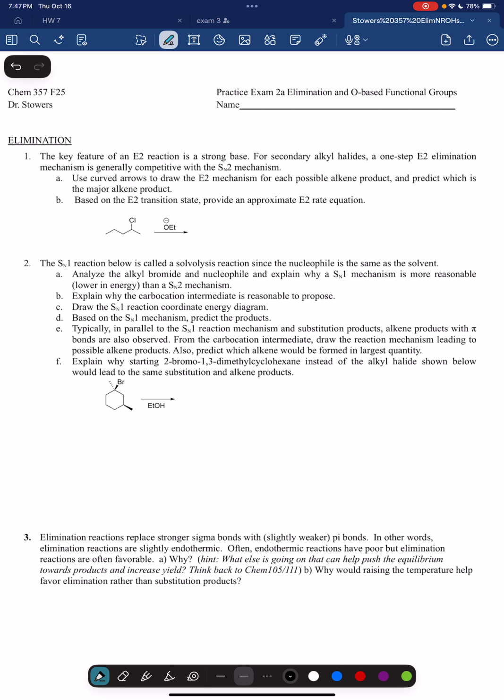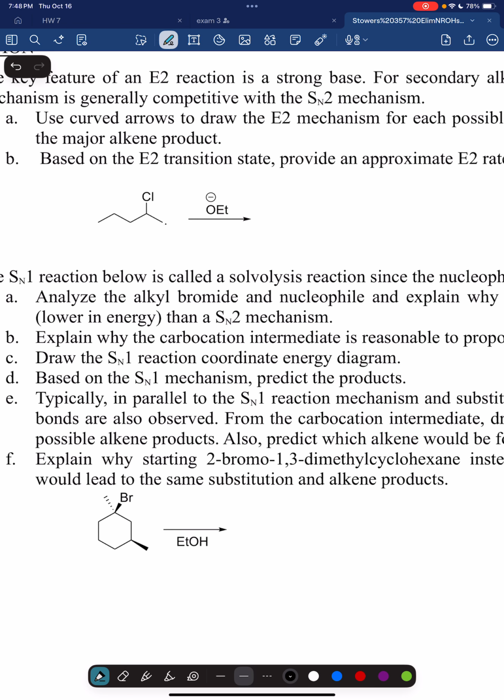All right, number one, the key mechanism of an E2 reaction is a strong base. For secondary alkyl halides, a one-step E2 elimination mechanism is generally competitive with the SN2 mechanism. Use curved arrows to draw the E2 mechanism for each possible alkene product and predict which is the major alkene product. All right, the important thing to remember here is what is the first step in an elimination? The base is going to attack the beta hydrogen.